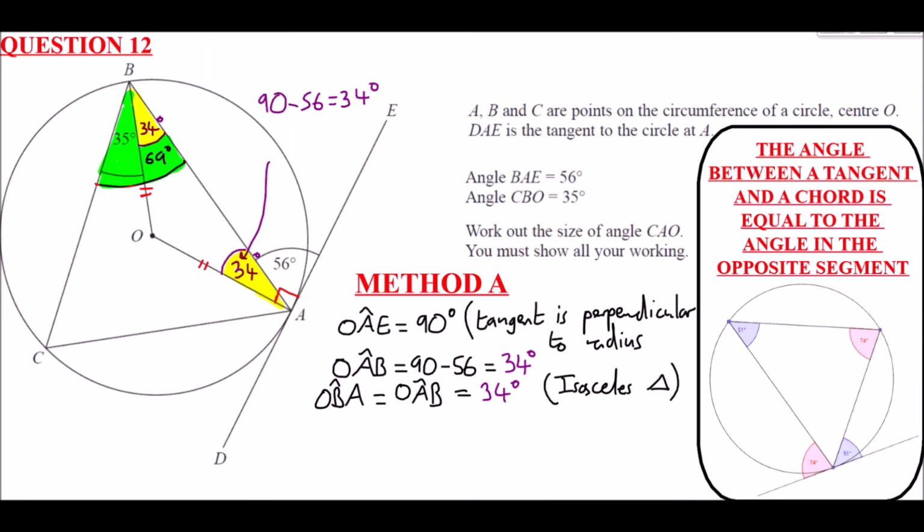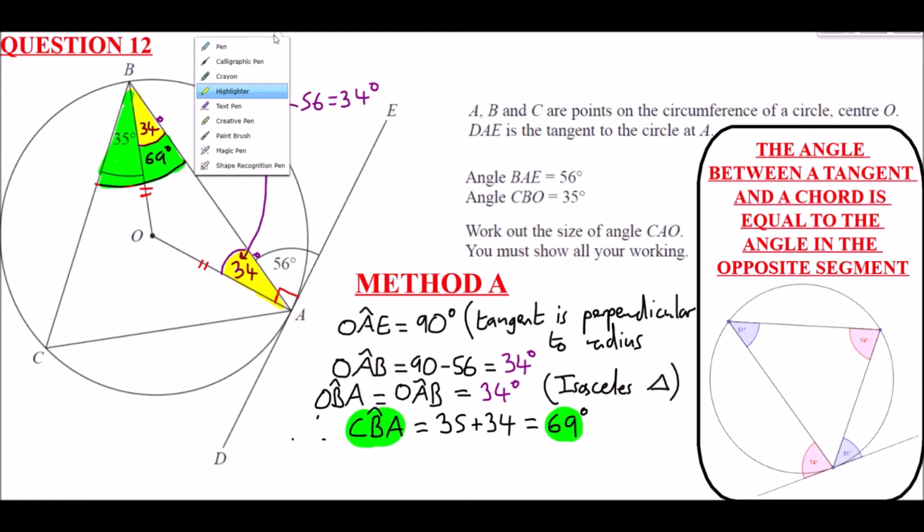So I'm just going to say here, so therefore the angle at B, so CBA, is 35 plus 34, which is 69 degrees. Now, because of this, we can now use this theorem here. So this green angle, which is CBA, which I've said is 69 degrees, that's in the opposite segment to the angle CAD. So CAD is going to be 69 degrees as well.